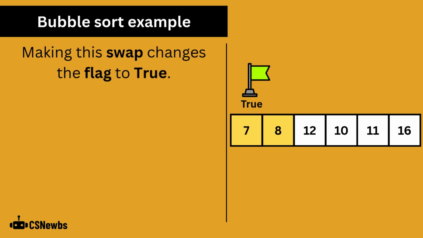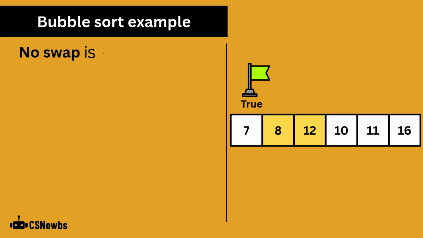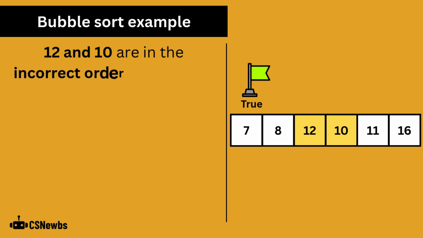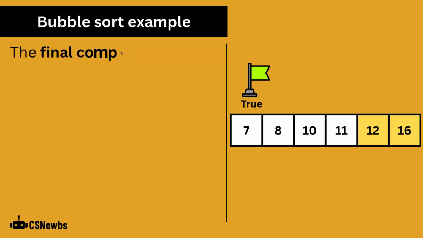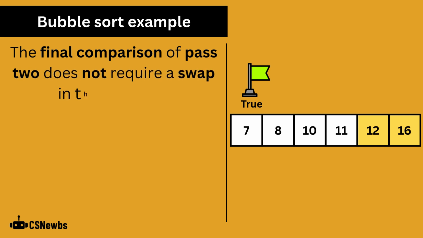Making this swap changes the flag to true. No swap is necessary for 8 and 12, but 12 and 10 are in the incorrect order and need to be swapped. And 12 and 11 also require swapping. The final comparison of pass 2, 12 and 16, does not require a swap in this example.